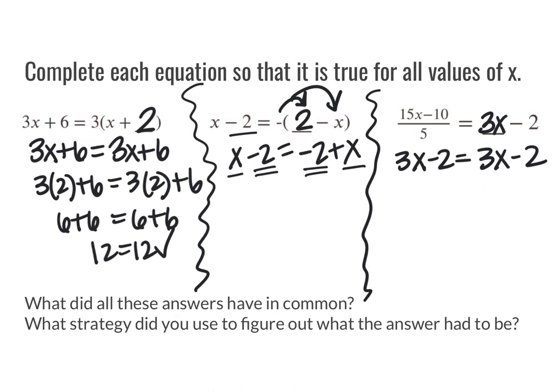Every single time, okay? So what strategy did we use, and what did all of these answers have in common? Well, one, we had equivalent expressions on both sides. What strategy did we use? Well, in some cases, we simplified one side to match the other one, right? So either we distributed or we divided or we multiplied. We did something with that left side. We looked at what was on the left side and allowed that to help us create that equivalent expression on the right.